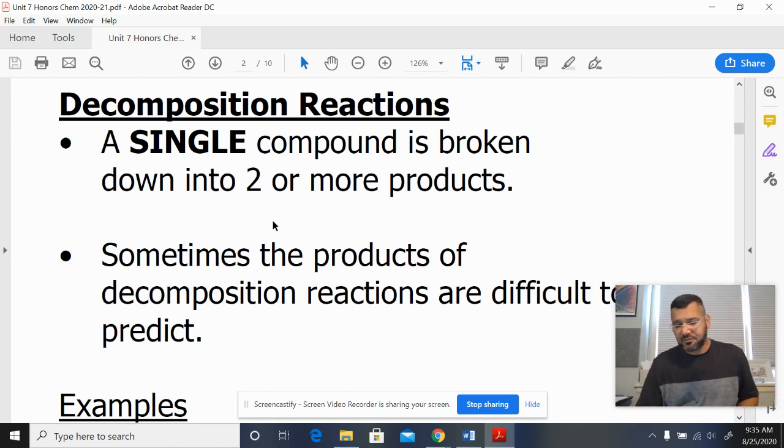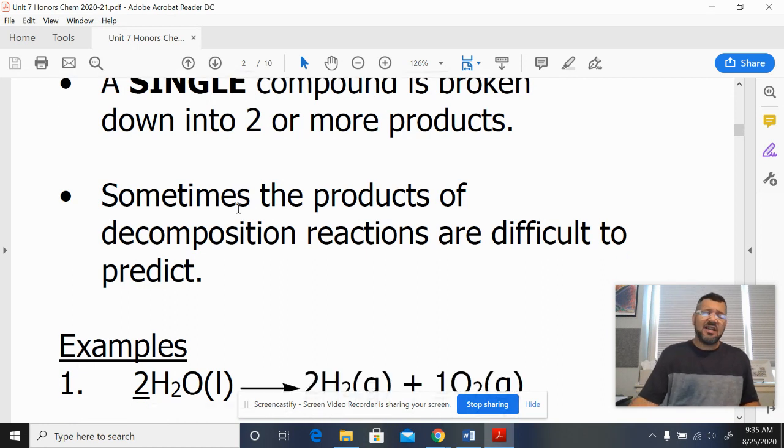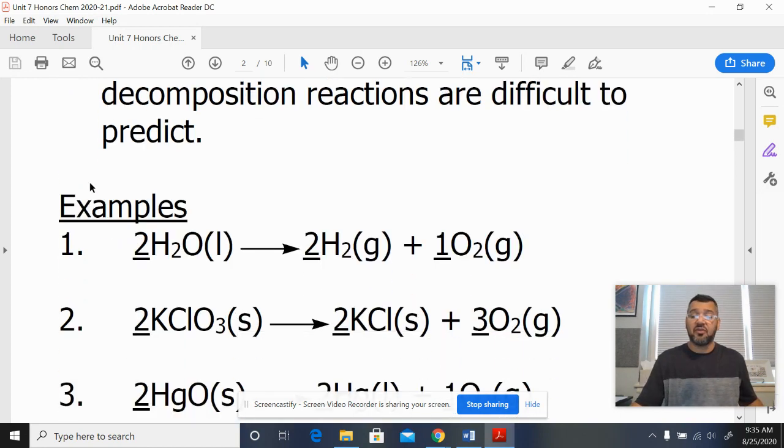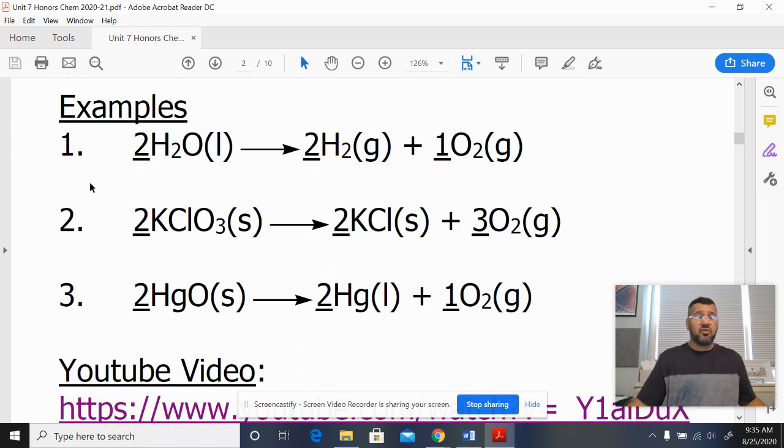These reactions kind of get tricky if you do them for a while, and so we're never going to ask you to predict any of the products, just to be able to identify them. So here are some examples. H2O2 falling apart into H2 and O2. So one reactant falling apart. KClO3 decomposing into KCl and O2. Mercury 2 oxide, HgO, falling apart into liquid mercury and oxygen, again, falling apart.